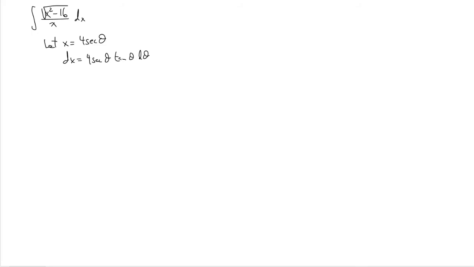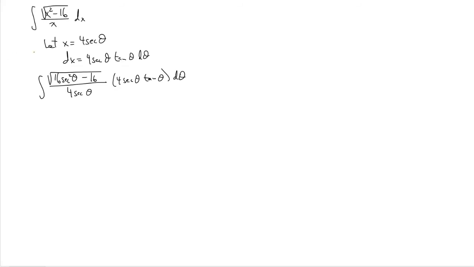Since x is 4 times the secant of theta, dx is 4 times the secant of theta times the tangent of theta, d theta. And replacing all the x's with 4 times the secant of theta, and replacing the dx with 4 secant theta, tangent theta, d theta, you get this expression right here.